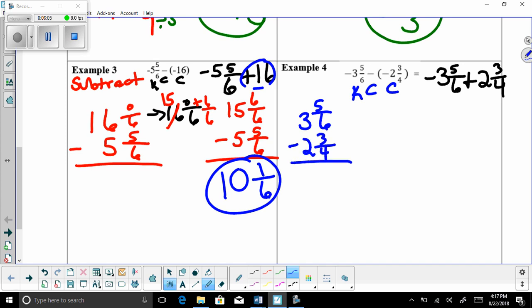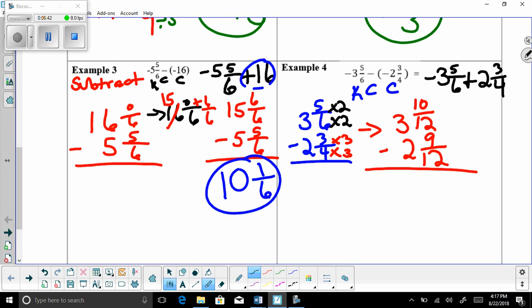So when I try to subtract the fractional part, I can't do it because I don't have a common denominator. When I look at 6 and 4, my common denominator is 12. I need to multiply the numerator and the denominator by 2 for my 5/6. And I'm doing that because 6 times 2 is 12. And when I look at the bottom, 4 times 3 is 12. So I'm going to multiply the numerator and the denominator times 3. So my new problem is 3 and 10/12 minus 2 and 9/12.